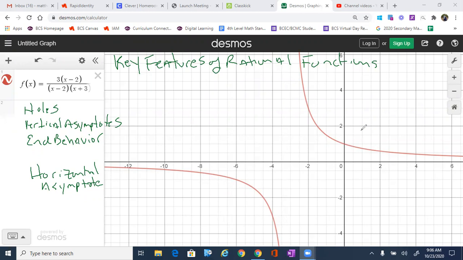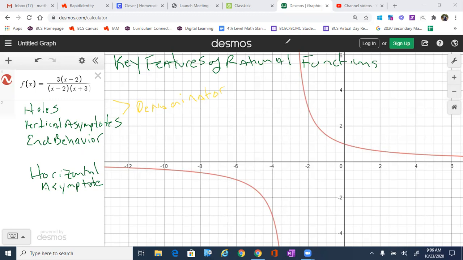All right, so in a previous video, we looked at how we determine holes and vertical asymptotes from the equation. And one of the things that we discussed was that the vertical asymptotes and the holes are found in the denominator of the function. Okay, and that's because we cannot divide by 0.